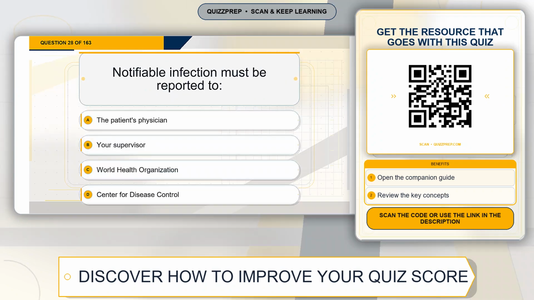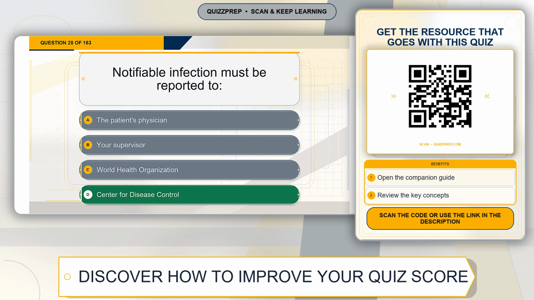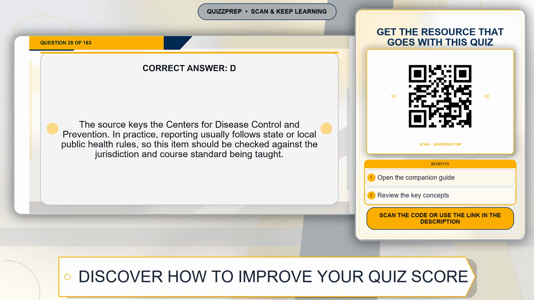Question 28. Notifiable infection must be reported to: Option A, the patient's physician. Option B, your supervisor. Option C, World Health Organization. Option D, Center for Disease Control. The correct answer is option D, Center for Disease Control. Explanation. The source keys the Centers for Disease Control and Prevention. In practice, reporting usually follows state or local public health rules, so this item should be checked against the jurisdiction and course standard being taught.